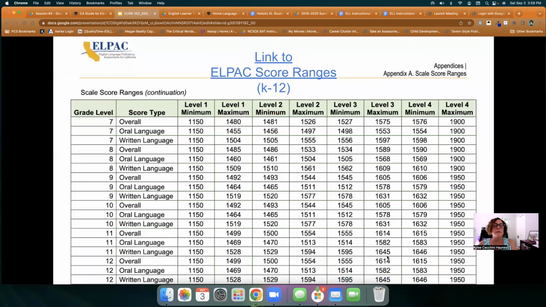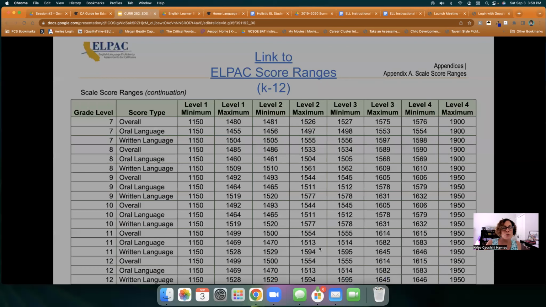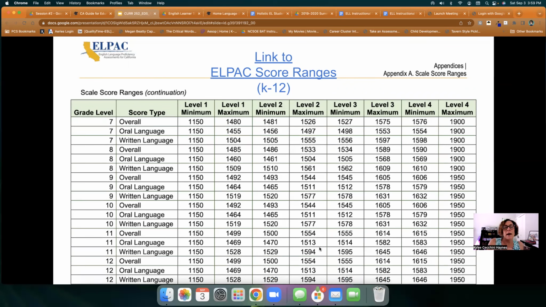All right, and here are the scores. This is just grades 7 through 12, but if you click that link up here, you can go in and find K through 12. I just have a snapshot here of grades 7 through 12. But this again allows us to really see where they are, the minimum and maximum of each level. So we have a better sense of, are they just into the level, or are they about to exit the level, or are they dead center in it? Okay. So I think this can be a helpful document, right?